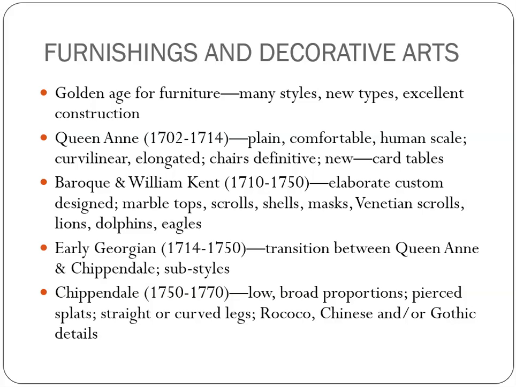There's also this emphasis on function in the design of the furniture pieces. We will look at several different styles. The first one is Queen Anne, which is plain and comfortable. It has curvilinear lines, and it has a focus on human scale. We will then look at Baroque and William Kent style, and this is very elaborate. These were the designs that were created for the wealthy people that were living in mansions.